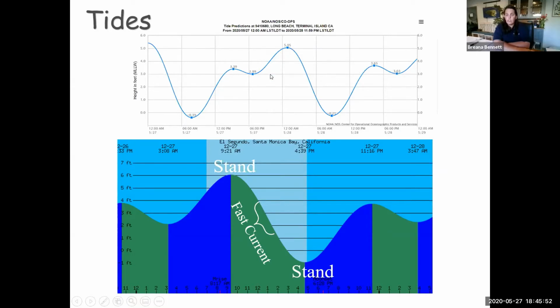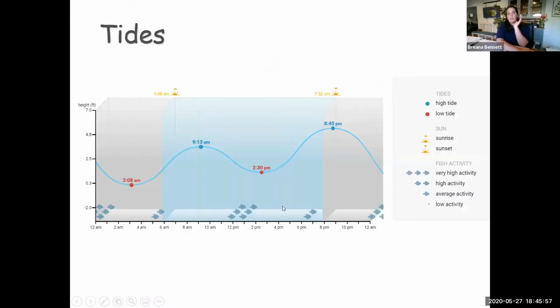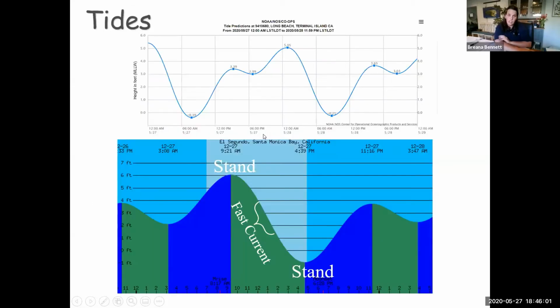So it's not this perfect sine wave, kind of like this one where it's a sine wave that's very even. Our sine wave is not even. So when we do the rule of sevenths, if you've heard of that for tides, it's harder to apply to this mixed or semi-diurnal tide. This was another graph you can do.